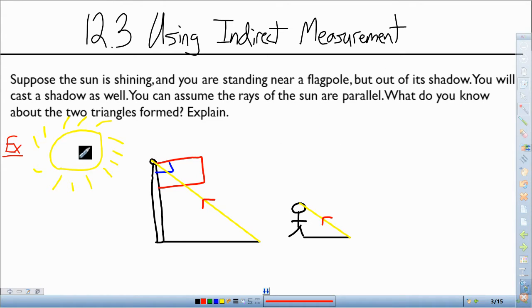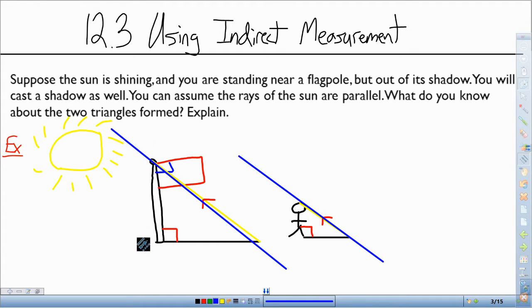Okay, what do we know about these two triangles? All right, well, here's a couple things we can probably add. If the flagpole is standing straight up and so are we, we would be at a 90-degree angle from the shadow, from the ground. All right. And yeah, we have some parallel lines. If you guys could imagine, you don't need to write this, but these parallel lines and the ground itself.